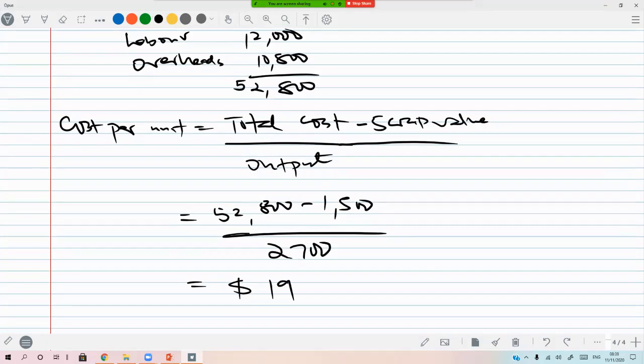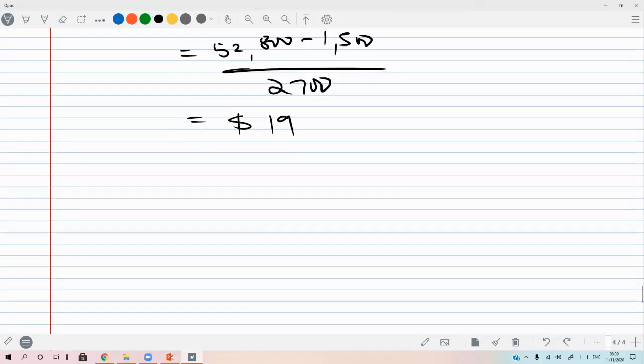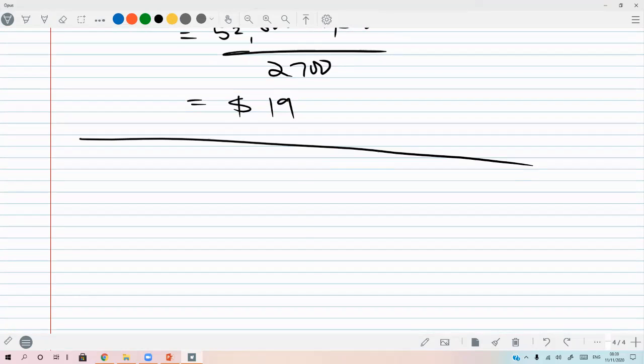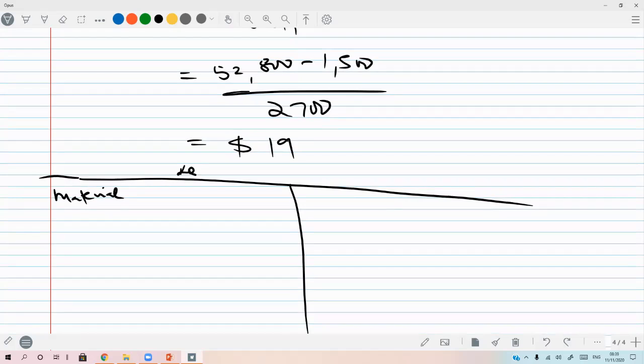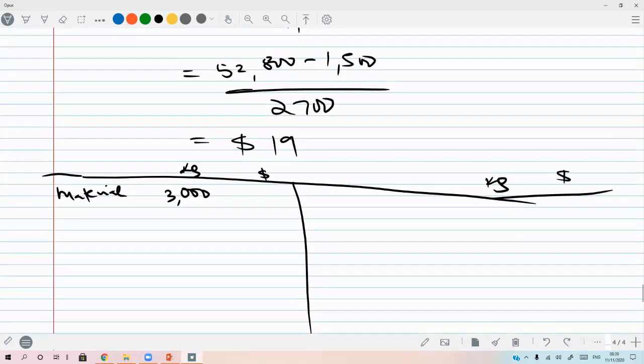Next, we are meant to prepare a process account. Let's prepare the process account. Here we have material, the inputs, with the units in kg and the dollars. The material is 3,000 kg, and the cost was equal to $30,000.